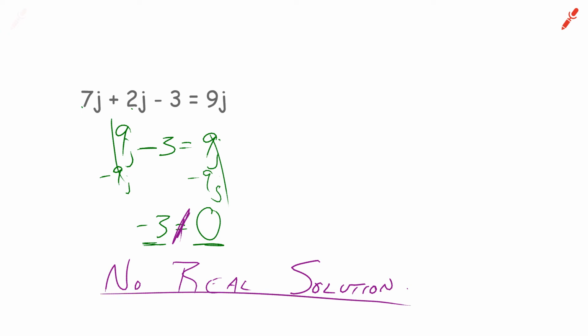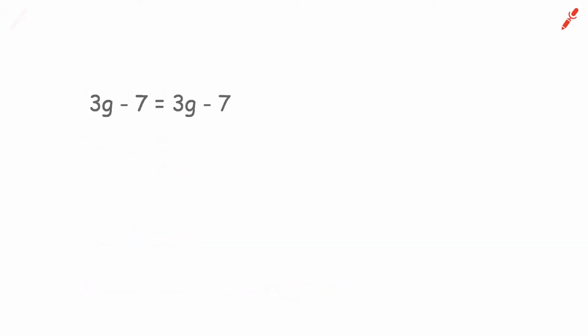Let's go ahead and move on to the next one. This time, let's just take a look. I've got g's on both sides, so let's subtract the 3g. They're both the same. So minus 3g, minus 3g. Those cancel, I get negative 7 equals negative 7. Hey guys, those are the exact same number. This side and this side do equal each other. The equal value holds true.